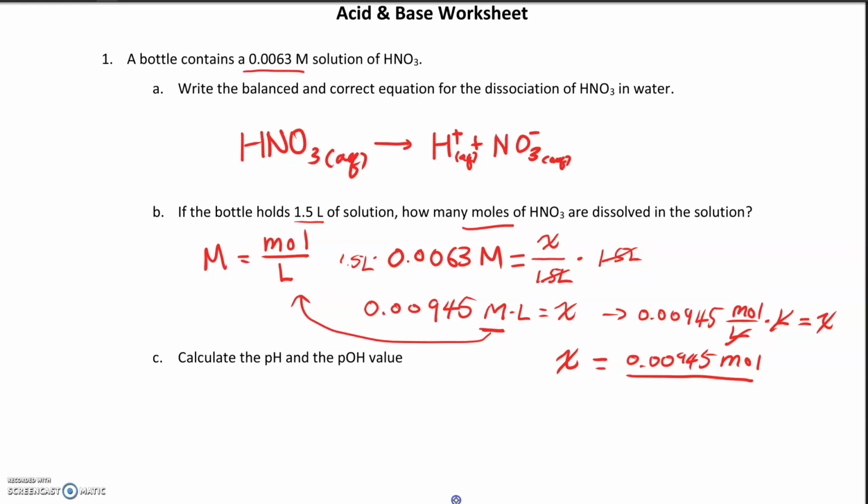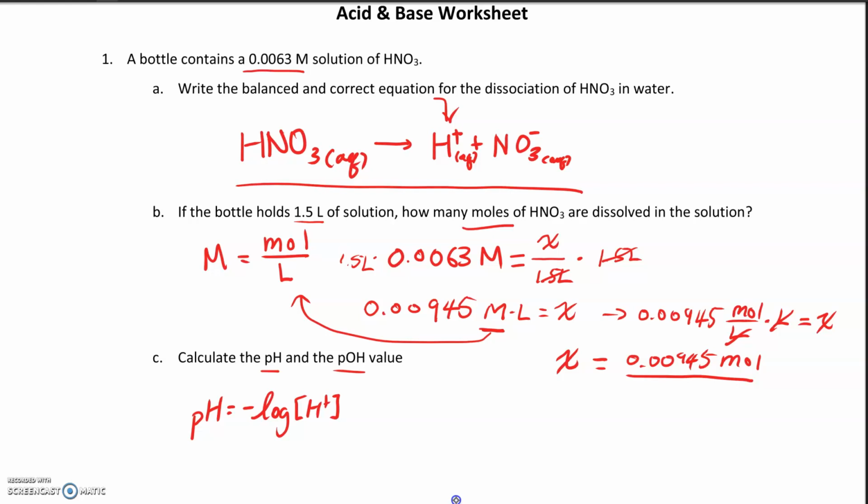Now, C. Calculate the pH and the pOH value of this acid. Now, right here, when we ask for pH and pOH, these both stand for potential of hydrogen ions and potential of hydroxide ions. If we look at the original equation here, we only have the hydrogen ion component, which means that is the only thing that we can, at least for now, figure out. So the equation to figure out our pH comes from pH is equivalent to the negative log of our hydrogen ion concentration. Now, what is our hydrogen ion concentration?